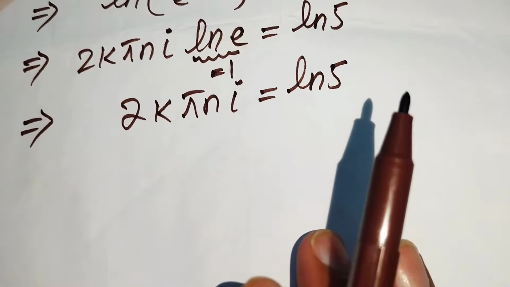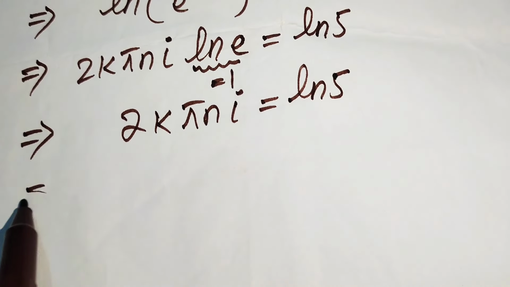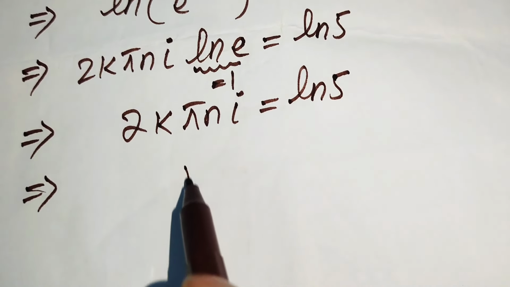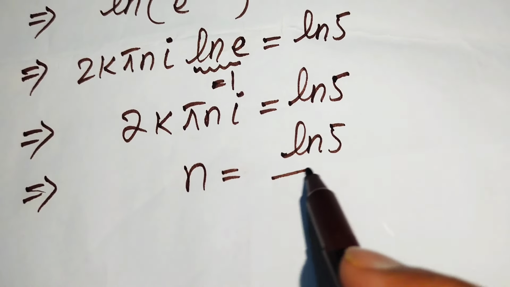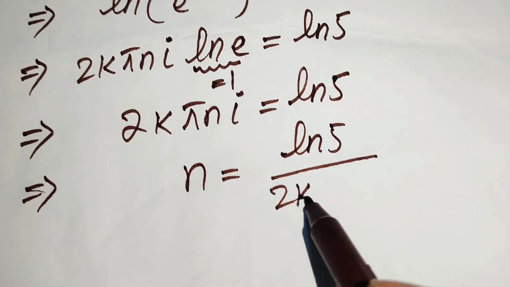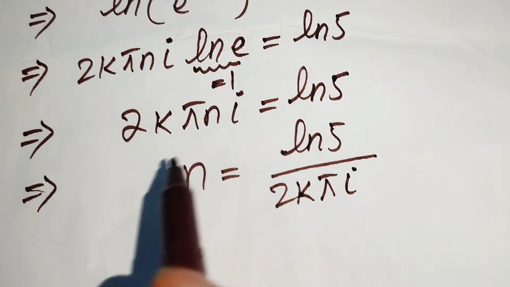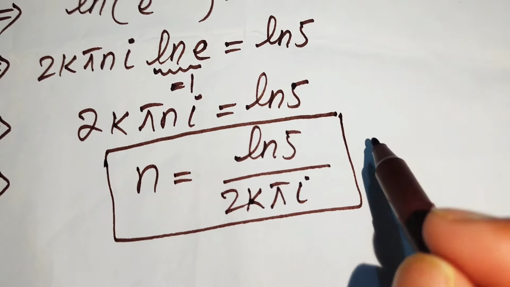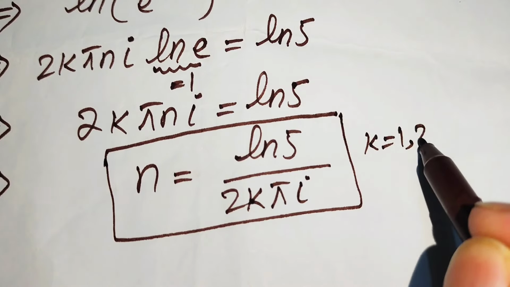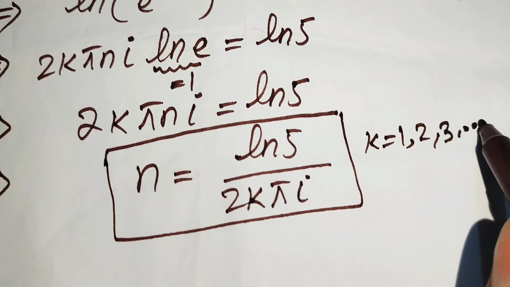Because we are solving this problem for the value of n, we move all these terms to the right-hand side and we get the value of n equals log 5 divided by 2k pi iota. So this is the final answer of this question, and here we have k equals 1, 2, 3 and so on.